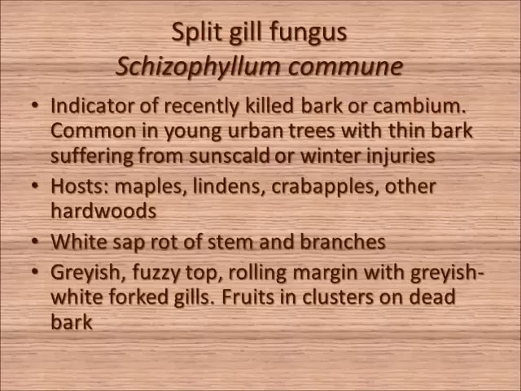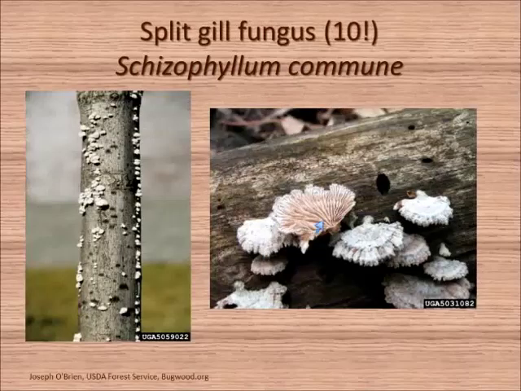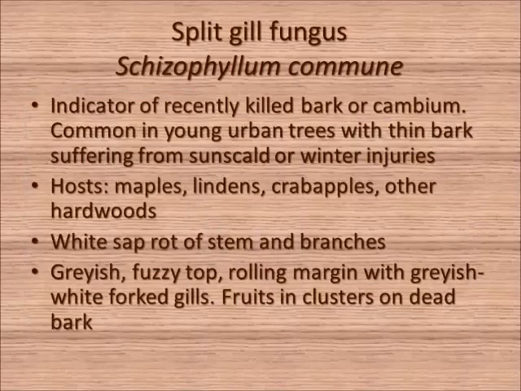And then I'll go back. It doesn't have true gills. It's called a split gill fungus because you see the gills aren't going all the way through. They kind of fork. So the top of the fungus is kind of fuzzy, and the bottom has these split gills, and it has a cardboard texture. It causes white sap rot, and it's grayish or whitish. It's usually the first fungus that appears in recently killed trees with thin bark.